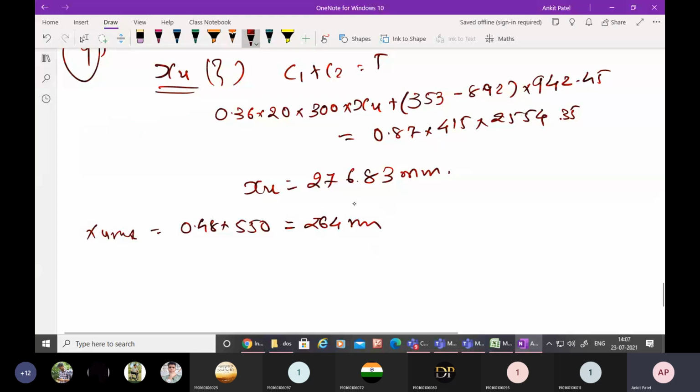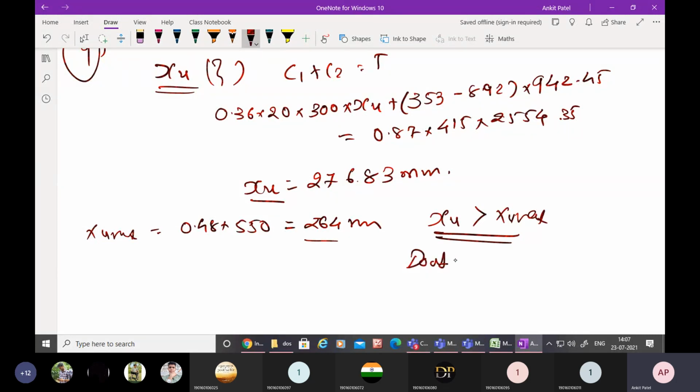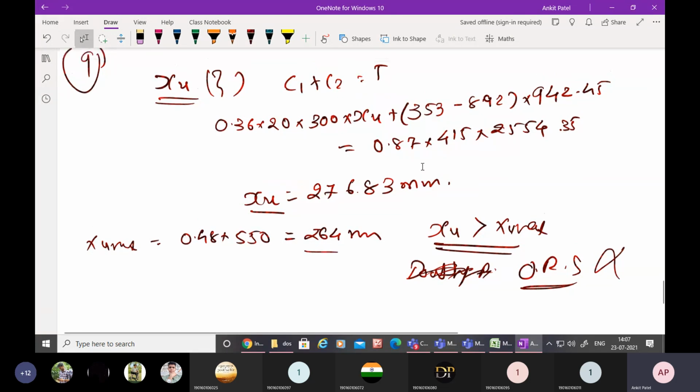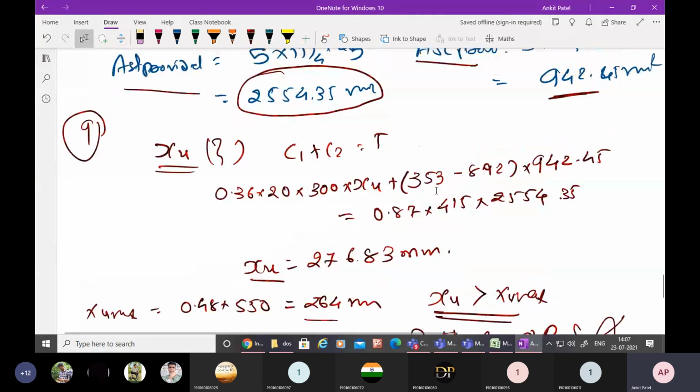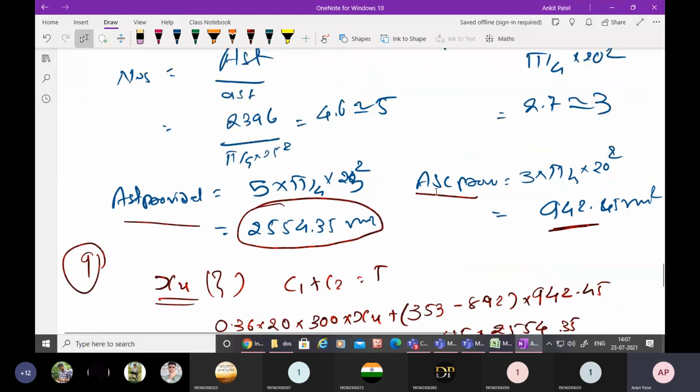So now look at this. Which type of section is it? This is your XU and this is your XU max. So XU is greater than XU max. So your section is an over reinforced section. So this is not suitable. So what you need to do is, again I am telling you, this is why you are required to follow some of the reference books.